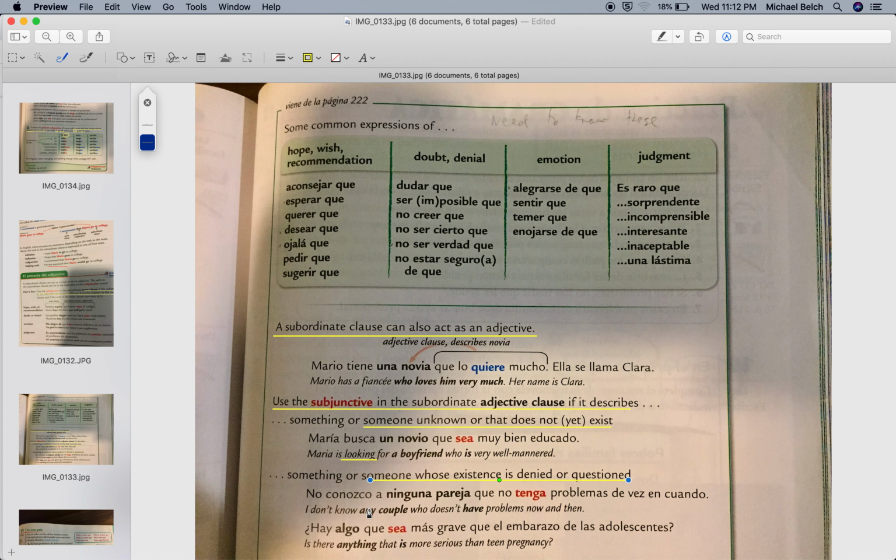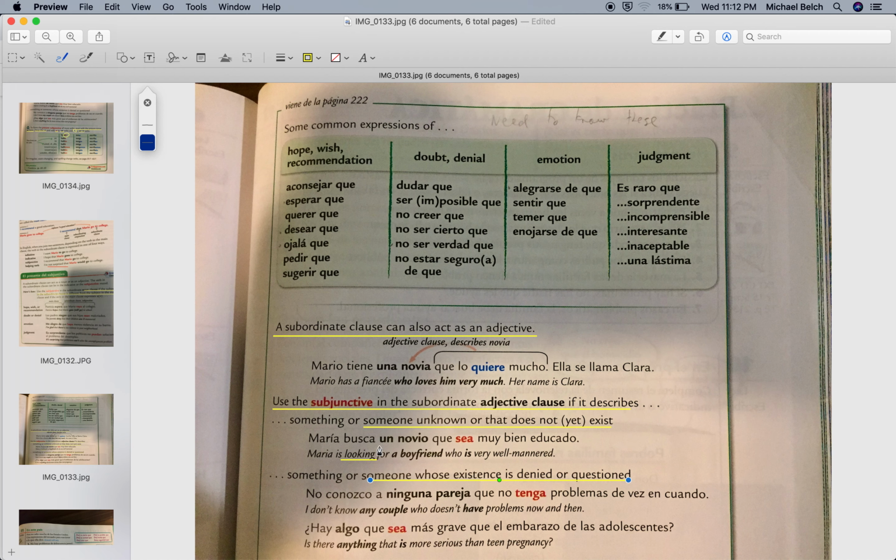Okay, so here's the example. No conozco, by the way, we have a subject change. Yo no conozco. And the second one, pareja. No conozco a ninguna pareja que no tenga problemas de vez en cuando. Okay, we are questioning or denying the existence. In this case, denying the couple that doesn't have a problem. The person is saying, I don't know of any couple who doesn't have problems. Yo no conozco a ninguna pareja que no tenga problemas.